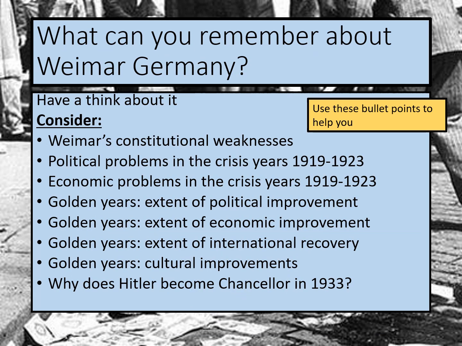Before we get started going through the knowledge, I want you to stop now and think about what you can remember about Weimar Germany, and use these bullet points on the slide to help you. There are a number of different things here that hopefully will jog your memory. For example, can you remember much about the Weimar's constitutional weaknesses? Can you remember much about the crisis years from 1919 to 1923? Think about any political problems and economic problems that existed in those years.